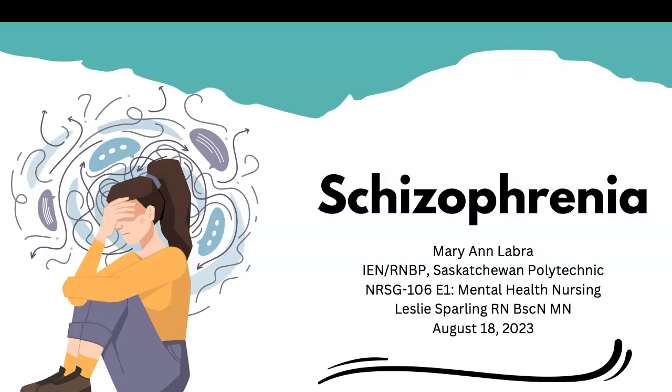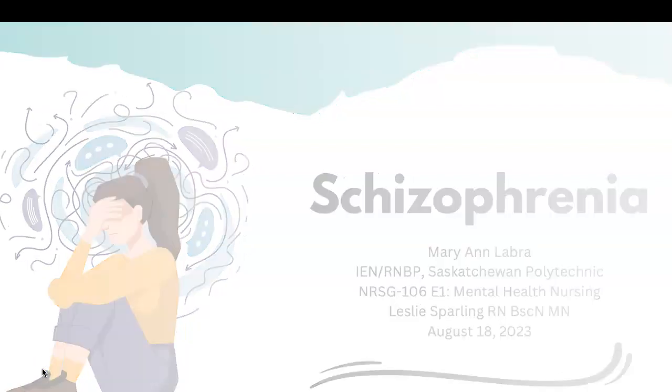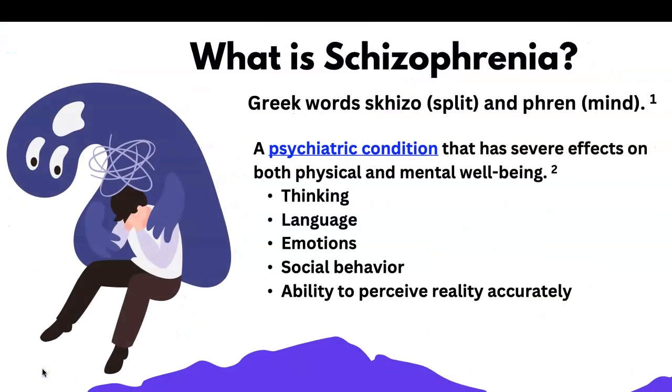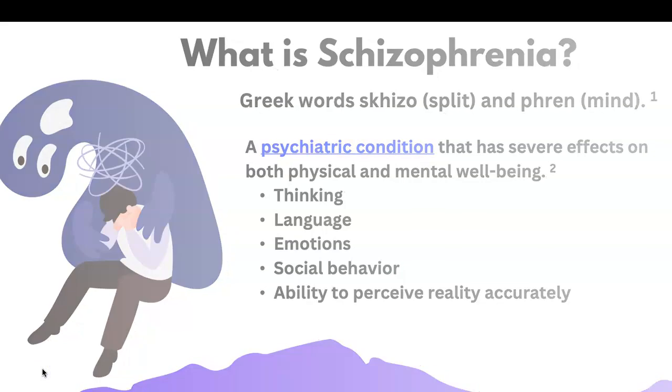This video presentation is going to tackle schizophrenia. The word schizophrenia is derived from the Greek words schizo, meaning split, and phren, meaning mind. It is a serious mental disorder that has severe effects on both physical and mental well-being, including a person's thinking, language, emotions, social behavior, and ability to perceive reality accurately.